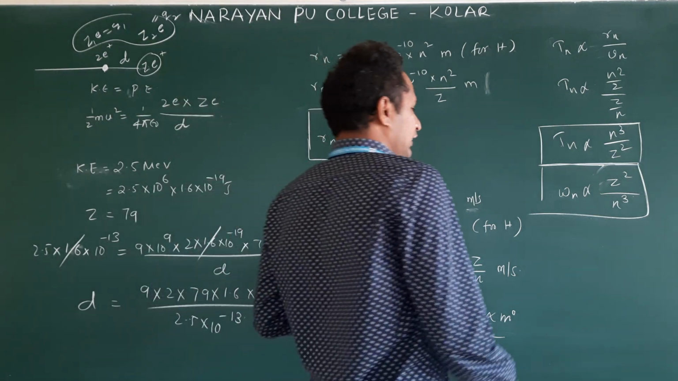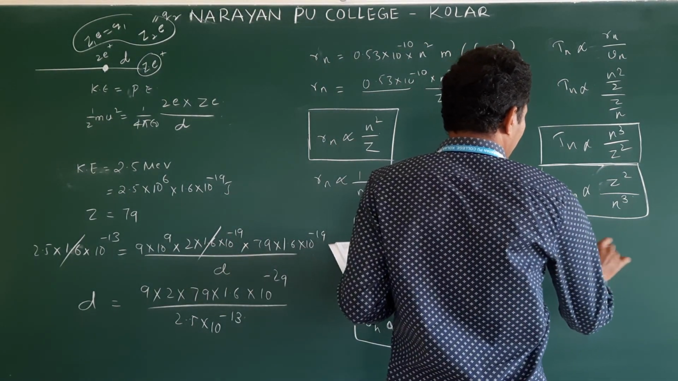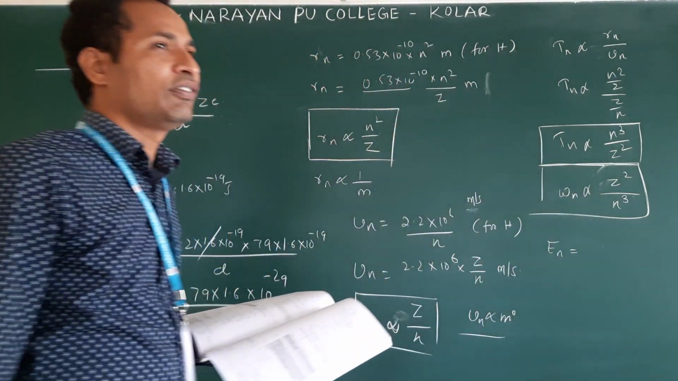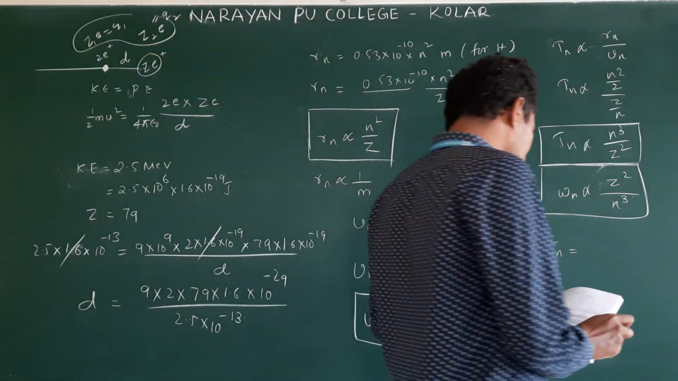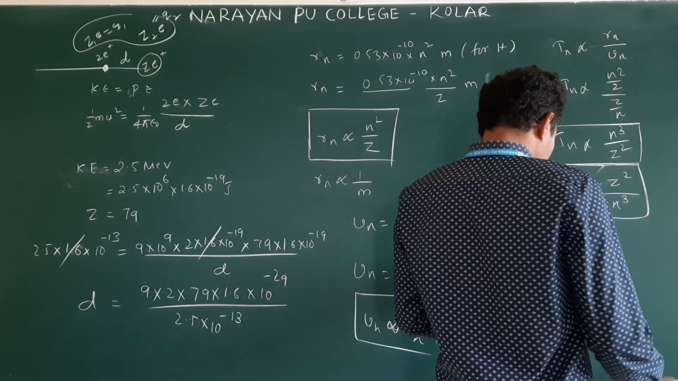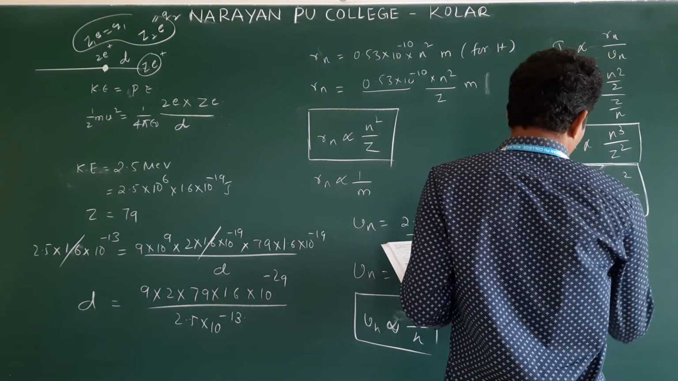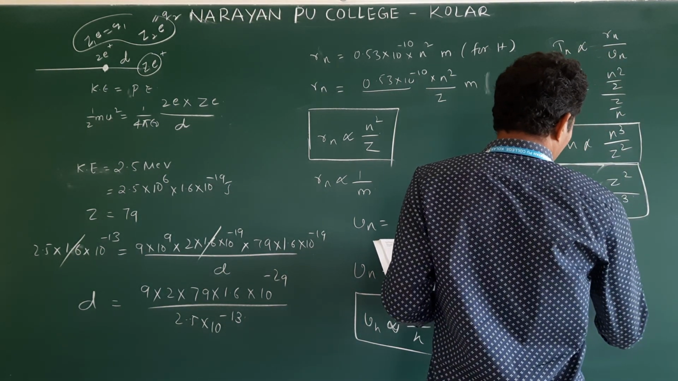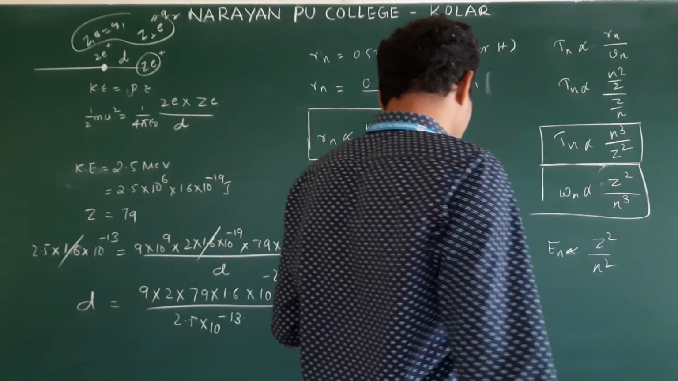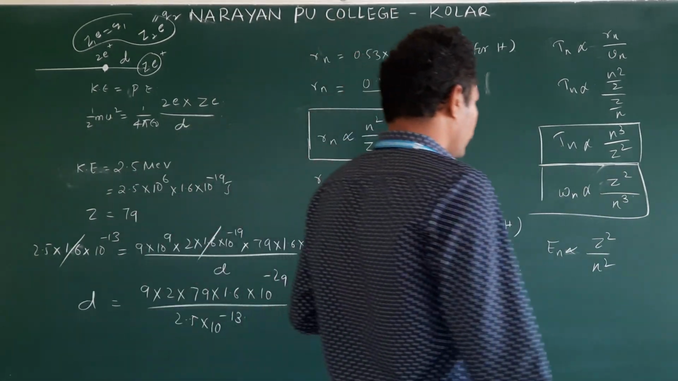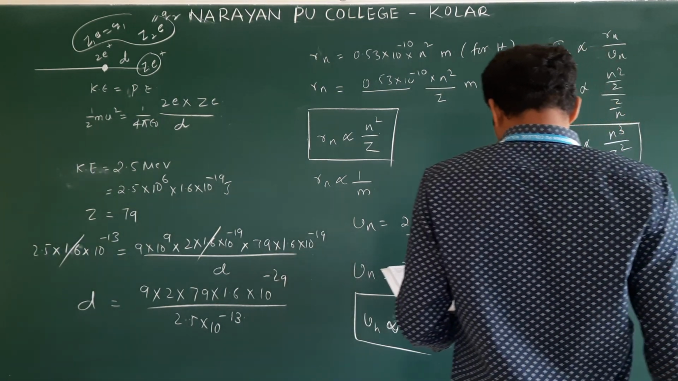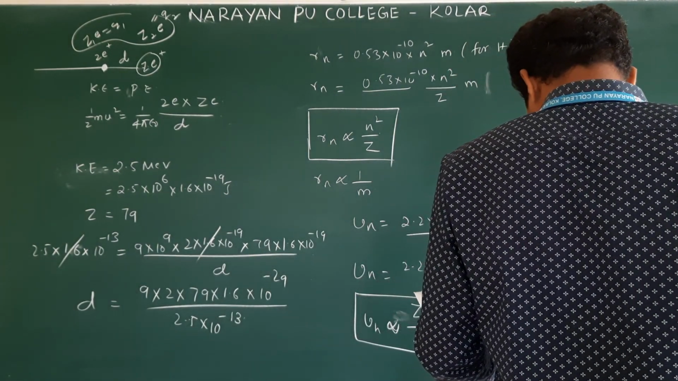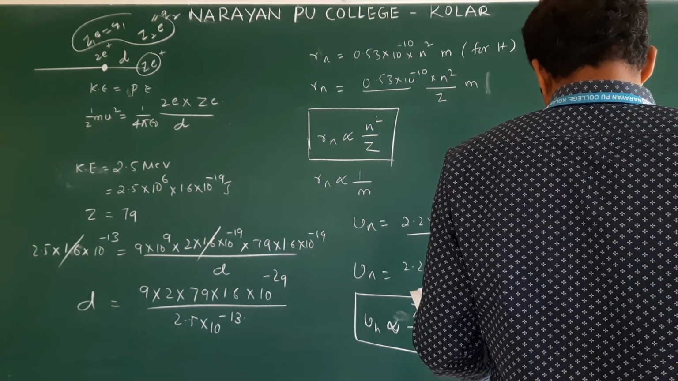Energy of electron. We have already done that: En is equal to minus 13.6 eV by n square. The general formula for all hydrogen-like atoms is Z square by n square. With respect to mass, En is directly proportional to m.